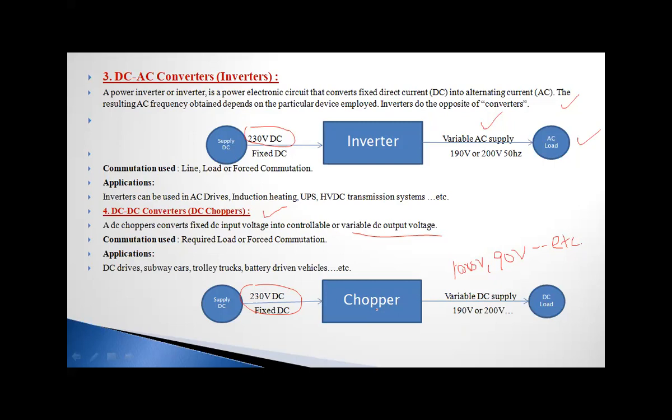What are the applications of DC choppers? DC drives, subway cars, trolley trucks, battery driven vehicles.